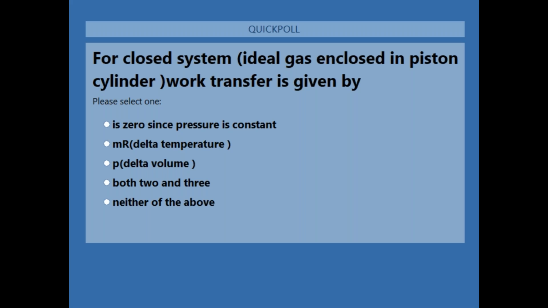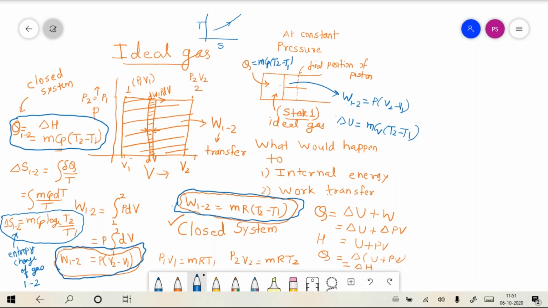So let me take one numerical on this, which is a university numerical that was asked for about 6 marks in some exam. I will erase this, and I will be solving. I will be taking the question.